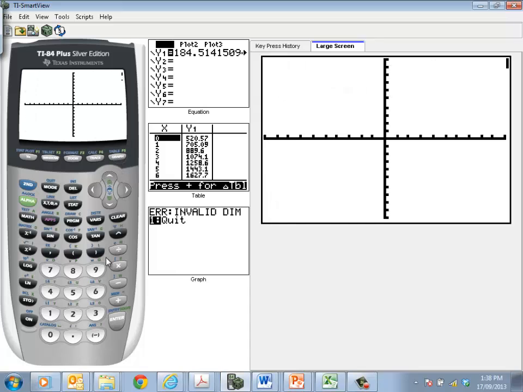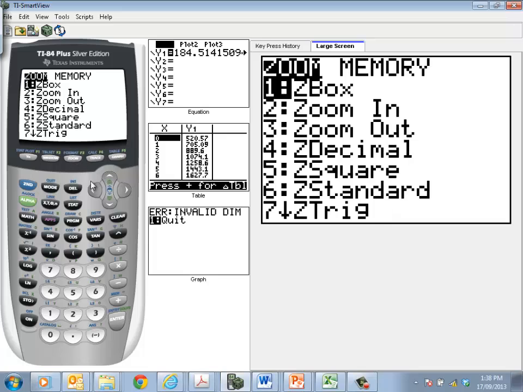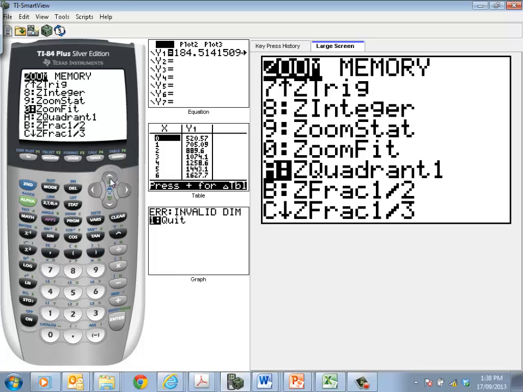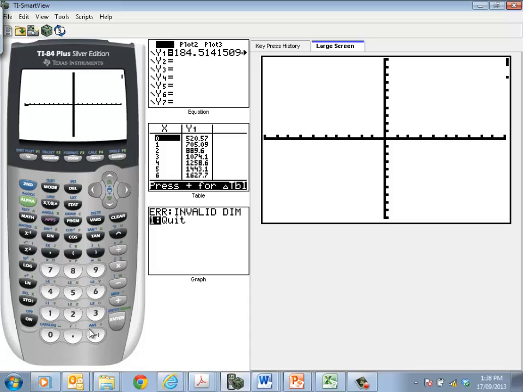And then graph it, and you find, oh, I don't get anything. So you go, oh, my calculator's broken. Don't do that. Now you've got two options. The first option is you can go to zoom and scroll down to 0, which is the zoom fit. What that will do is scale your graph, so if you press 0, it will scale it.